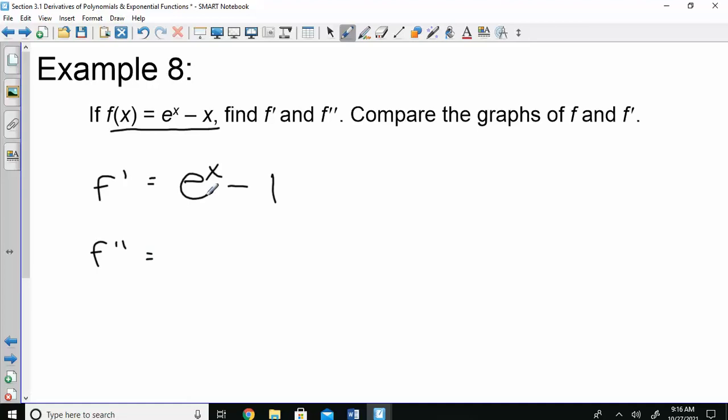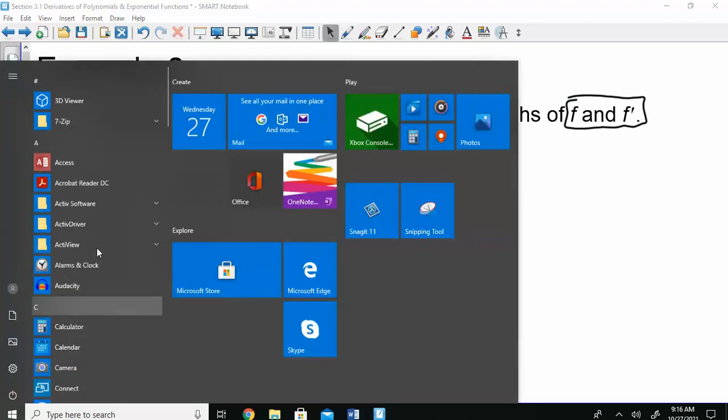Second derivative would just be the derivative of this. So what's the derivative of e to the x? Minus, what's the derivative of 1? 0. What would every derivative after this be? If I did third, fourth, fifth, they're all going to be e to the x. It won't change anymore. I asked you to just compare the graphs of f and f prime.